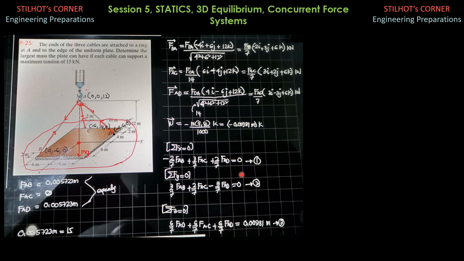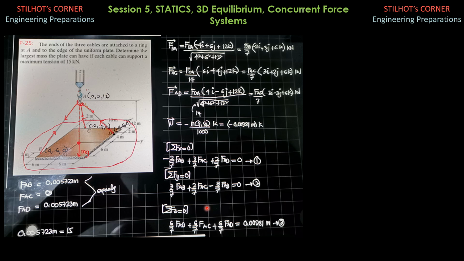Call that equation 1. Summation of forces in Y equals 0. We have 3 FAB over 7, then plus 2 FAC over 7, then negative 3 FAD over 7. The weight has no Y component, so it equals 0. That is equation 2.